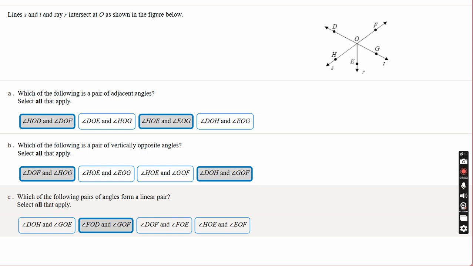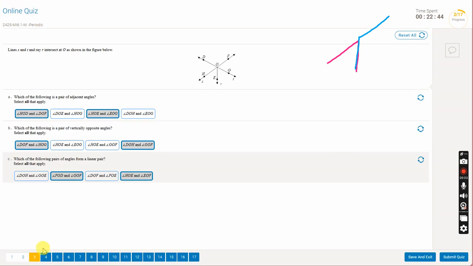The next one, HOE. So HOE, and let's choose another color, which is blue. HOE and EOF. Now look at these. These two are completely opposite each other, and they share a common segment. So common ray, sorry. So this is one of them.